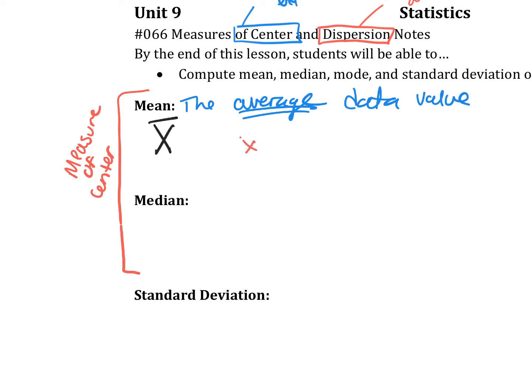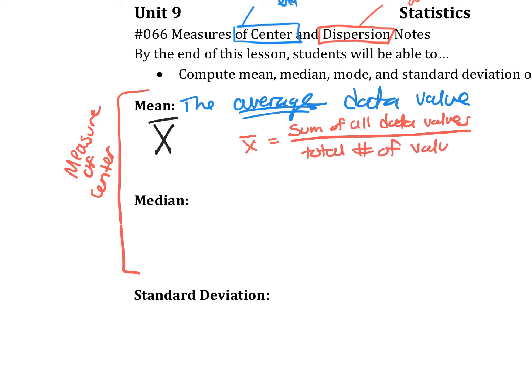And to calculate the mean, your calculator is actually going to do it for you, but what your calculator is doing is it's taking the sum of all the data values. So you add up all your data values together, and then you divide by the total number of data values you have. But again, your calculator is going to do that for you, so you don't have to worry about it.